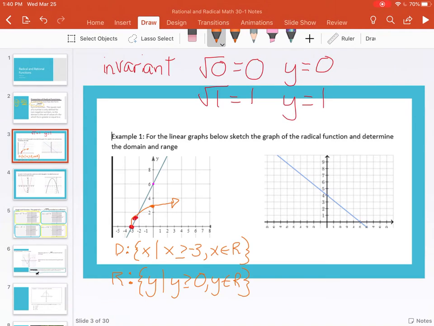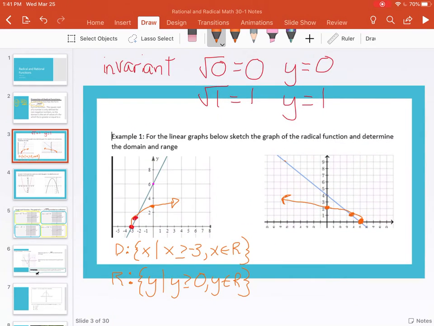And then I'll do the same thing over here with my second graph. I will start by putting dots where there are invariant points. There's an invariant point here because that's where y equals 0, and another invariant point here because that's where y equals 1. And then I will square root different points of my graph. So the square root of 4 is 2. Okay, here's 9. So the square root of 9 is 3. So my graph is going to look something like this.